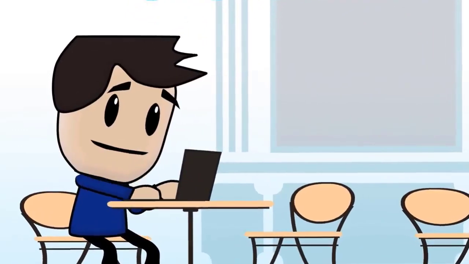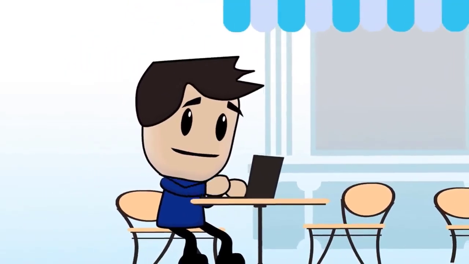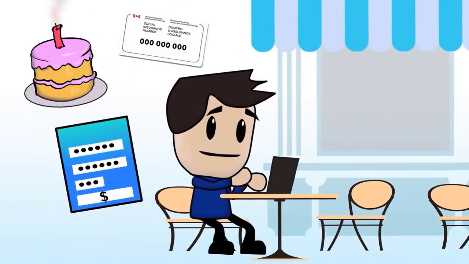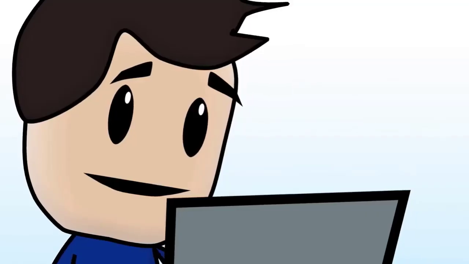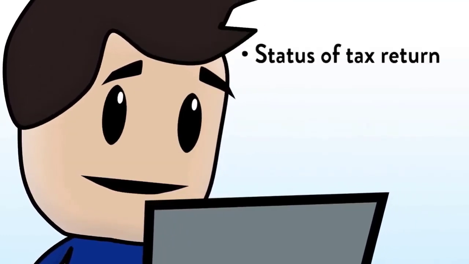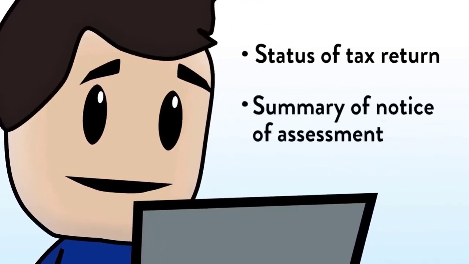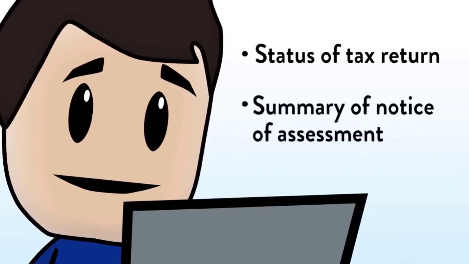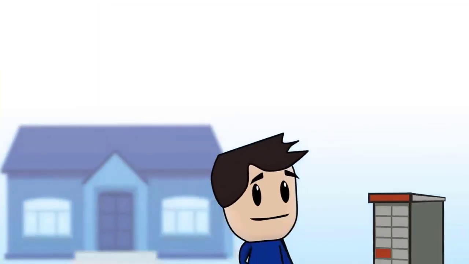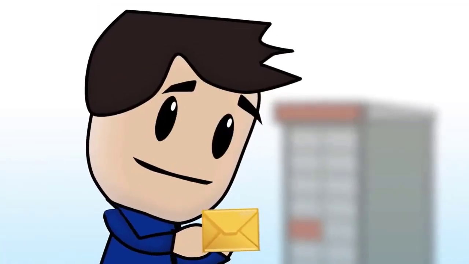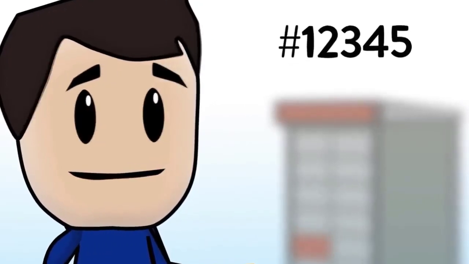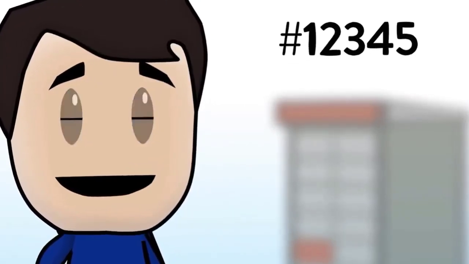After entering a few details to ensure his privacy is protected, like his social insurance number, date of birth, current postal code, and an amount from his last tax return, Mike has instant, secure access to some of his tax and benefit information, like the status of his tax return and a summary of his notice of assessment. He can also sign up for online mail. Within a week or two, Mike will receive a letter in the mail from the CRA with his CRA security code. Mike can also call the CRA to get his code earlier.